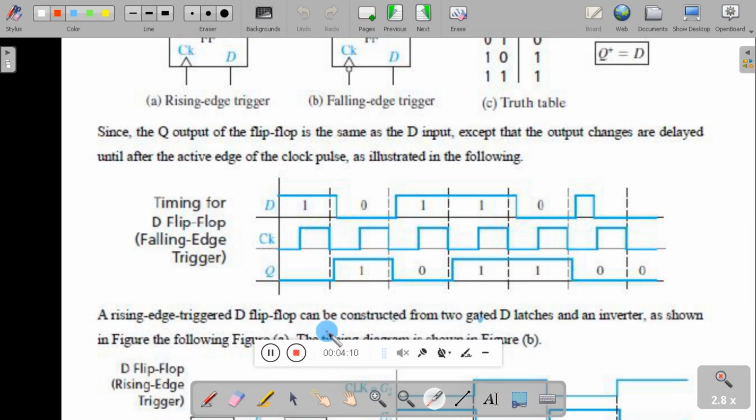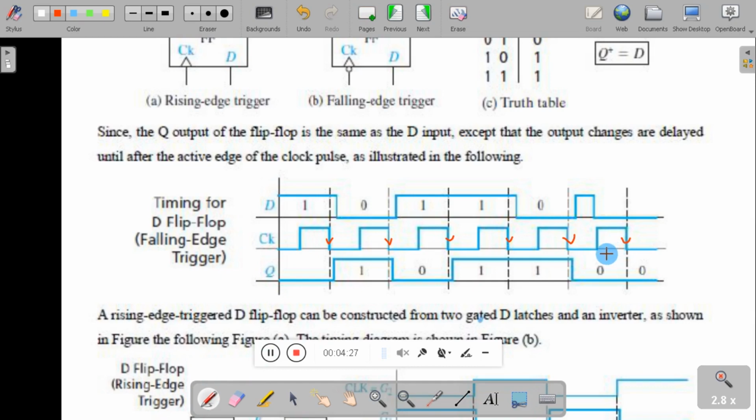So let me mark the negative edges. This is the negative edge here, this is a negative edge, and this is a negative edge. Once again, this is the negative edge, and this is the corresponding negative edge.